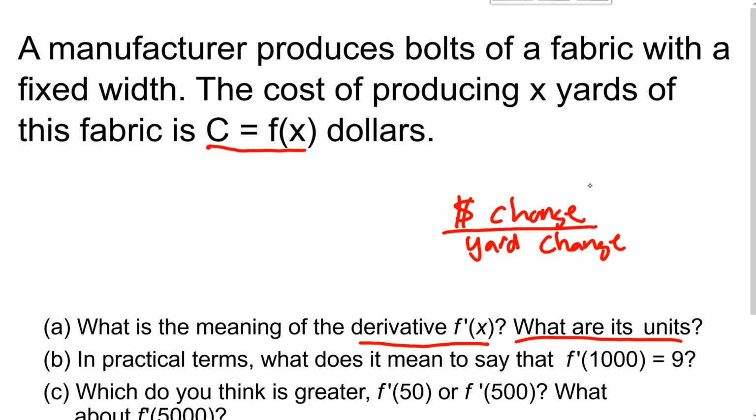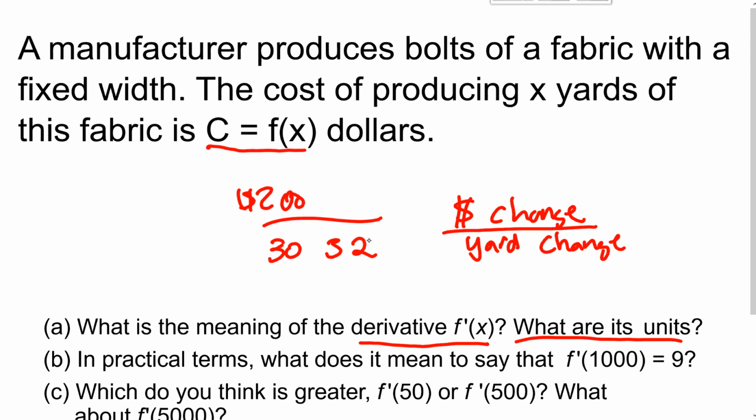So those are my units. How much it's changing, the cost is changing over how many yards I'm producing. So how much is that next yard going to cost? All right, so I might start at 30 yards, and then how much is it going to cost for the 32nd yard, right? So this is a certain price. Say this is $200, right?